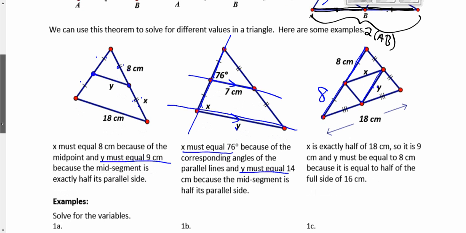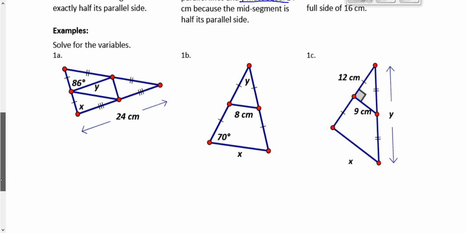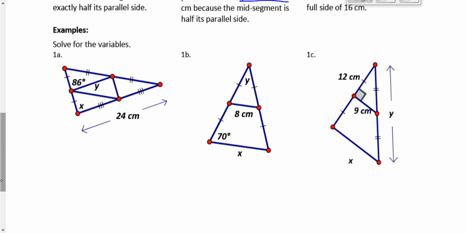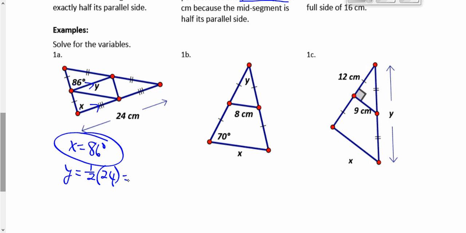Okay? All right, let's go down here. You guys are going to take a look at these, and you're going to solve for any variables that you see in there, x and y. So quietly, take a few minutes, read these, set them up. Because these guys are parallel, and these are corresponding angles, so x equals 86 degrees. How about y? So y equals half of 24, isn't it? Equals 12. Okay?